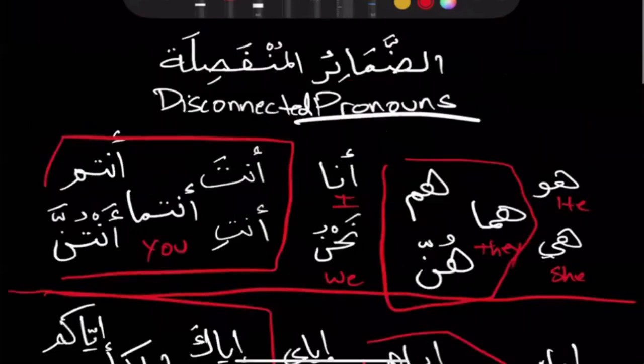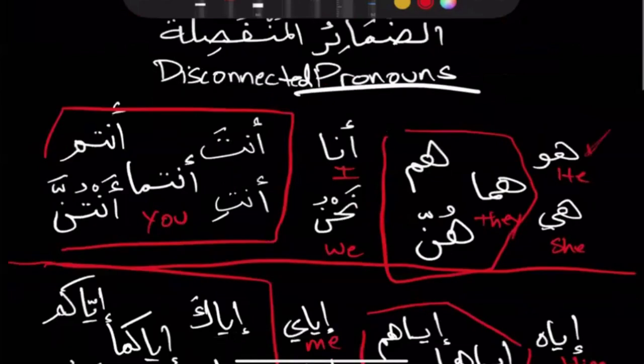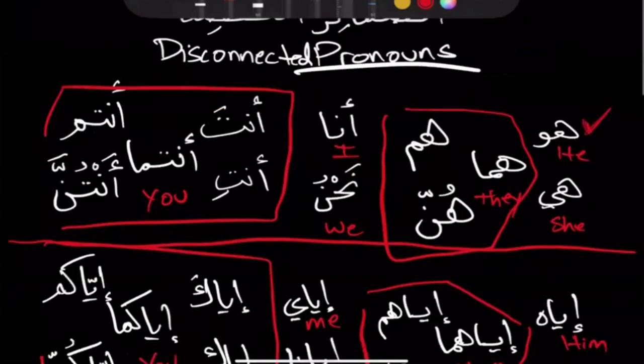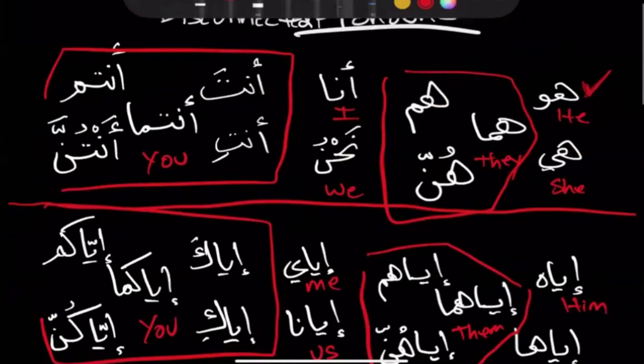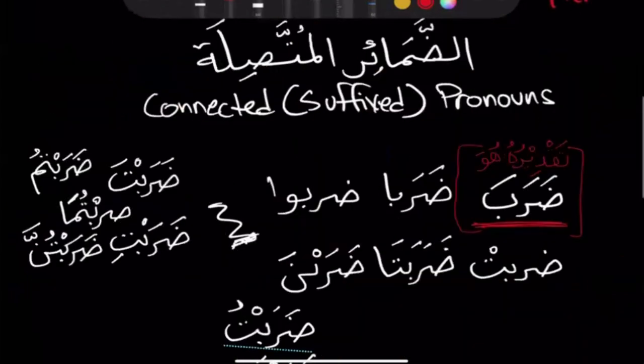So there's huwa right there. Here, we're going to check it off. Check off the list huwa. The connected pronoun version of huwa is really a damir mustatir, veiled pronoun. Darabat, same thing. This ta in darabat is not a pronoun. This ta, I'll remind you.